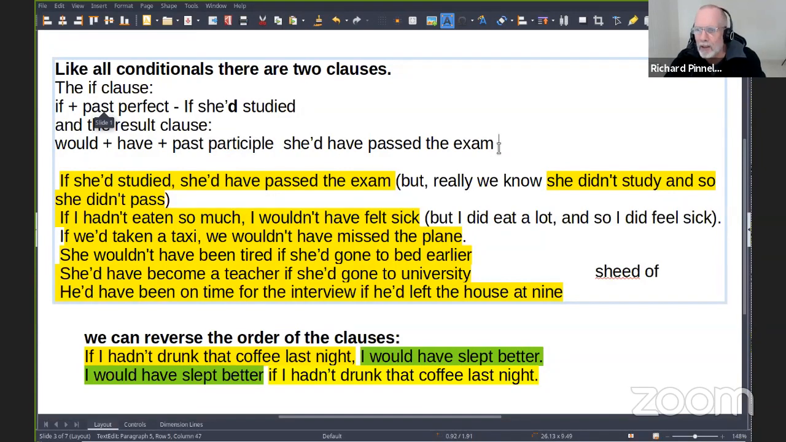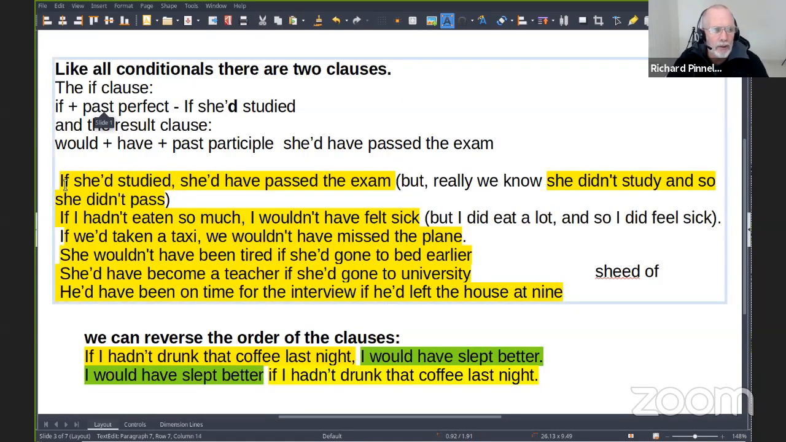She would have passed the exam if she had studied. The reality is that she didn't study. But if she had studied, imaginary situation in the past, she would have passed the exam. The reality is she didn't study and she didn't pass the exam.